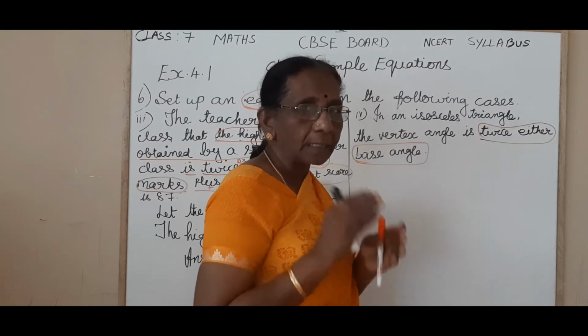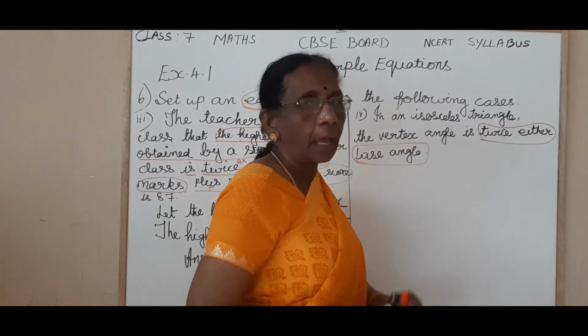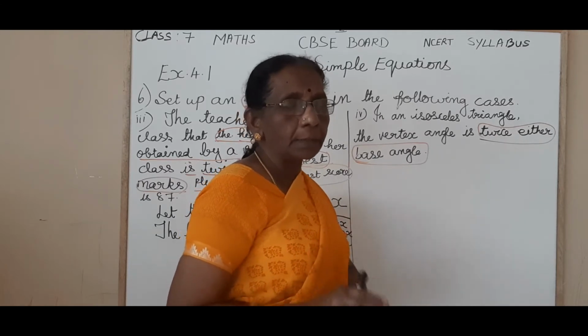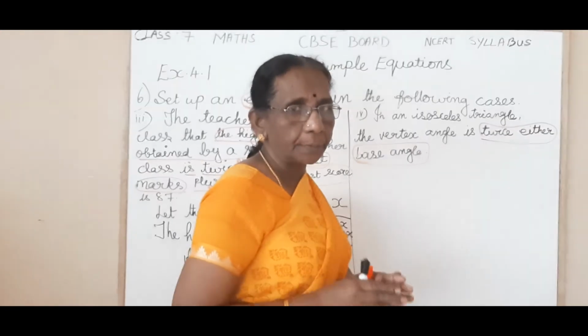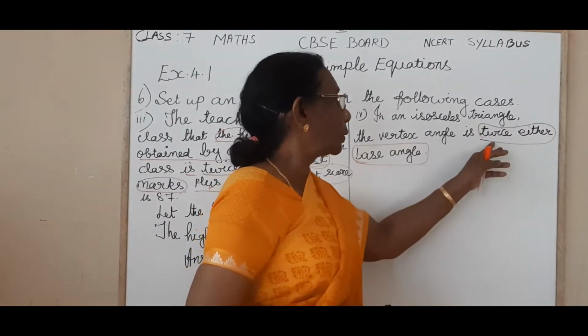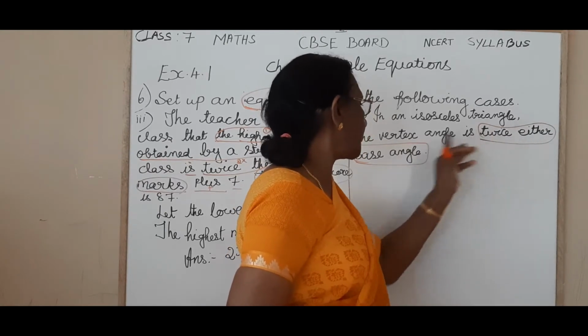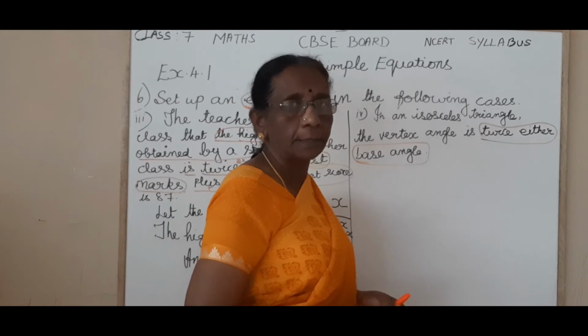Okay. So, for that sum of the angles of the triangle, you have to find the algebraic expression as well as the numerical expression. Numerical is what? 180 degrees. And the algebraic expression you have to write using this clue: twice either base angle. For this you have to use the property of the isosceles triangle.